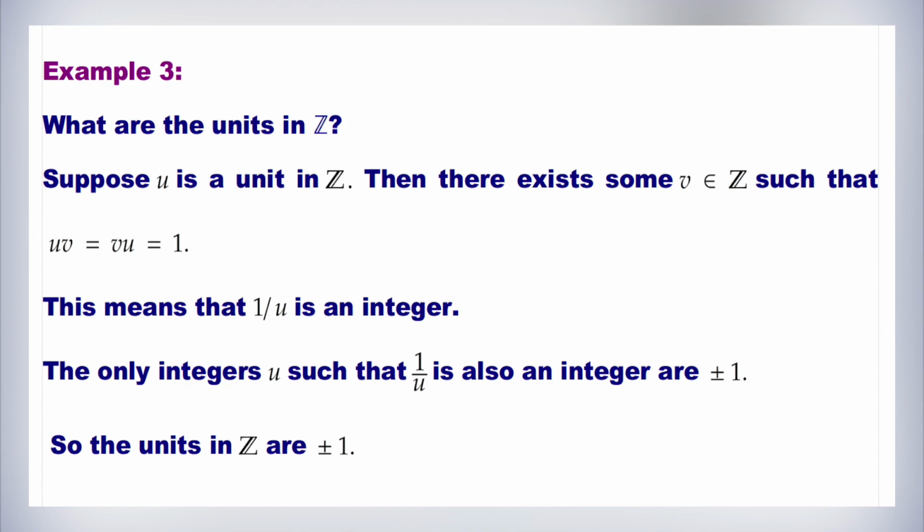Third example is, what are the units in Z? Suppose u is a unit in Z. Then there exists some v in Z such that uv equal to vu equal to 1. This means that 1/u is an integer. The only integers u such that 1/u is also an integer are plus or minus 1. So, the units in Z are plus or minus 1.